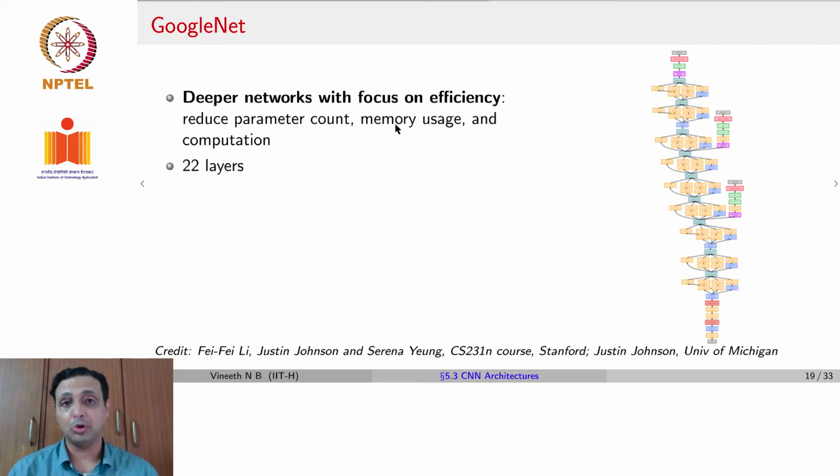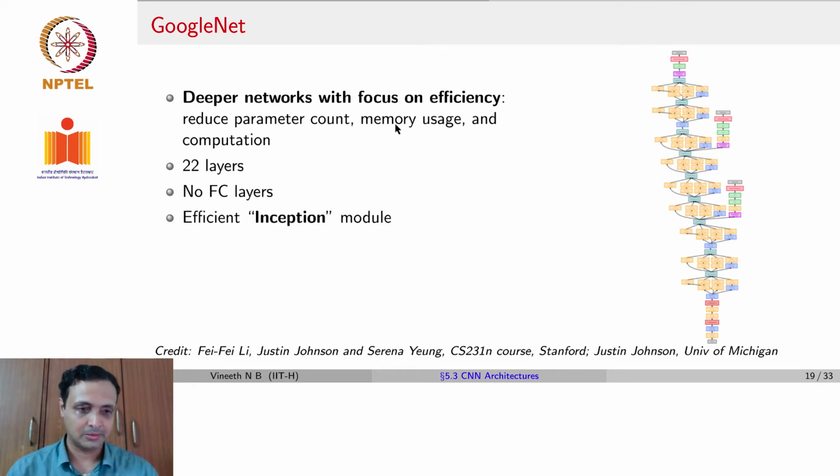They had up to 22 layers in the network. Remember, VGG went up to 19. So the GoogleNet went to 22 layers. So the networks were getting deeper each year. They did not have any FC layers. How did that help? Recall that FC layers had the maximum number of parameters for both AlexNet and VGGNet. So by getting rid of FC layers, they reduced the number of parameters.